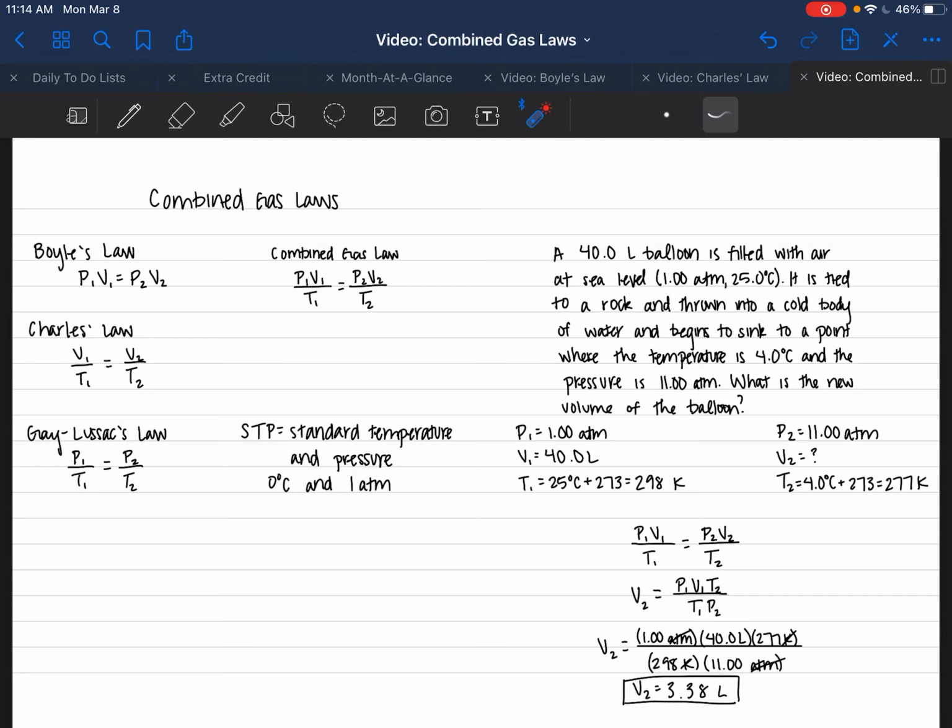Again, always make sure pressure is in atmospheres, volume is in liters, and temperature is in Kelvin, which we double-checked, and that all checks out for us. You can cancel those atmospheres since they're on the top and bottom, and you can cancel Kelvin since they're again on the top and the bottom, and you will be left with a volume of 3.38 liters. That's rounded to those 3 significant figures, since that's what we had in the question. And that is our final answer using our combined gas law.